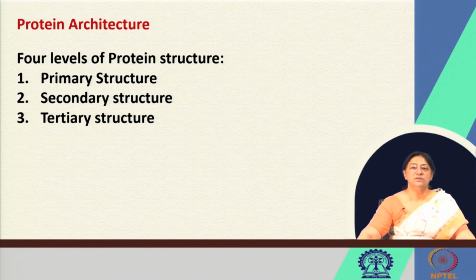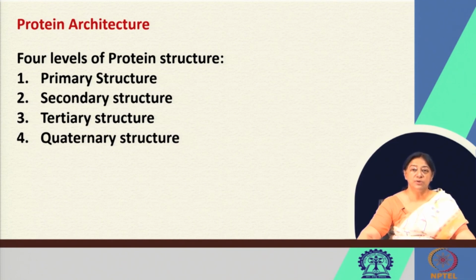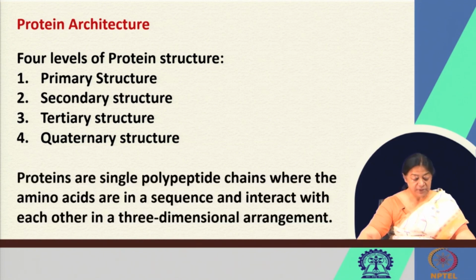We then went on to look at the tertiary structure of the protein that formed the final native structure, with the different interactions that we are going to look at in this lecture to study how they come together. And in the quaternary structure, we learned that there are different subunits of some proteins that come together to form a fully functional unit. These proteins are single polypeptide chains that have amino acids in a specific sequence that interact with each other in a three-dimensional arrangement.